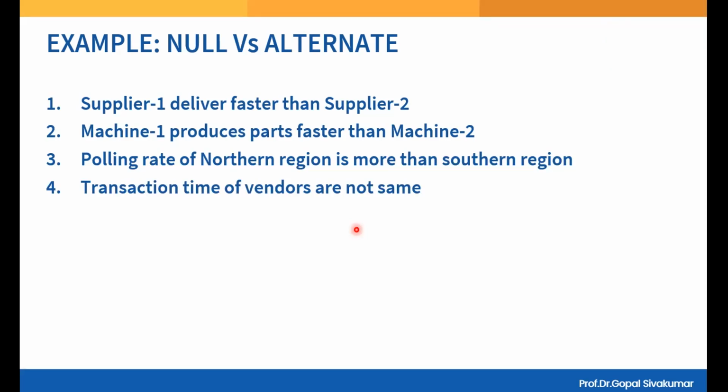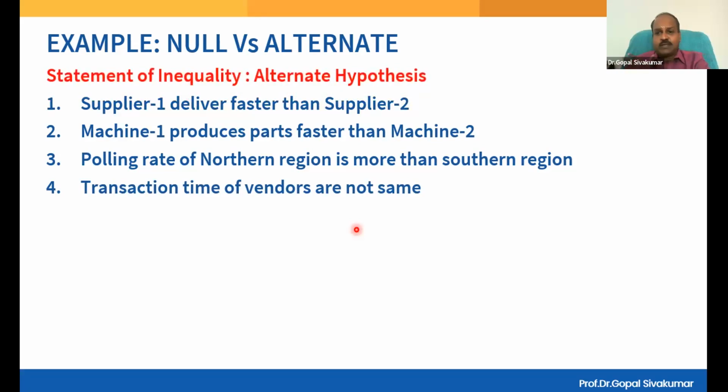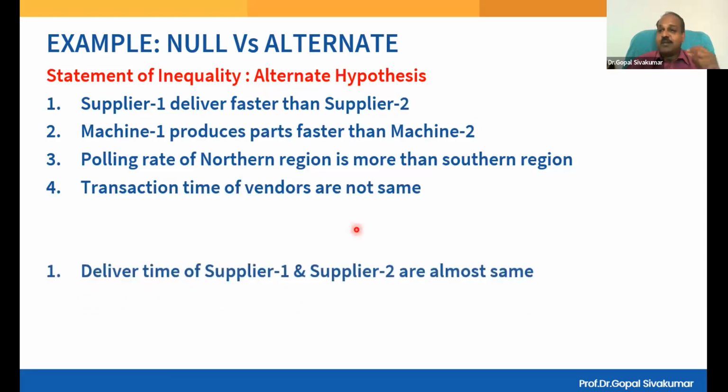Alternate, right? You have to be very, very careful. All of them are statements of inequality, alternate. I can always go for the opposite. When I go for the opposite, they will be called null.